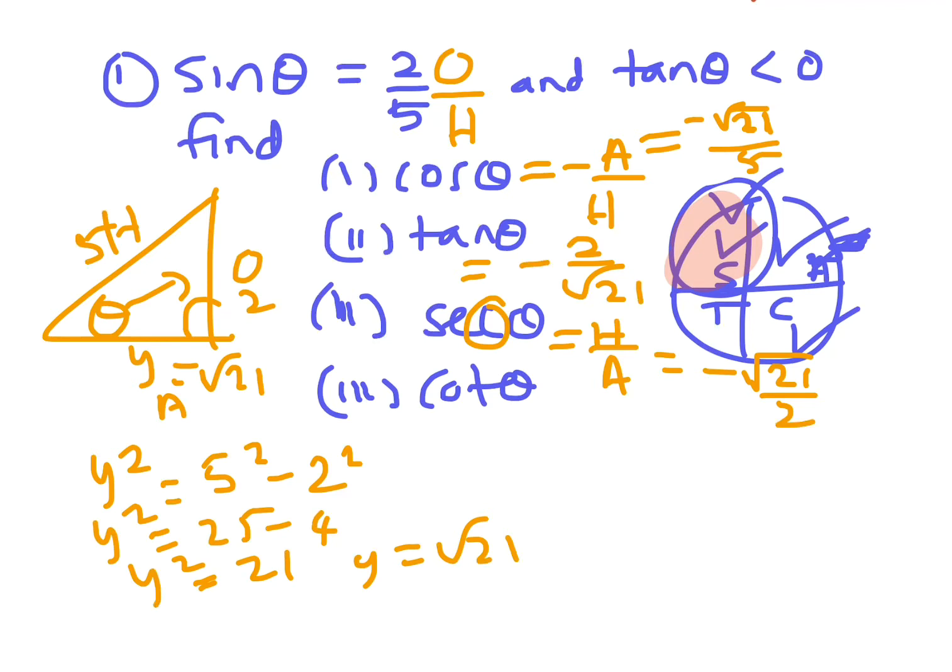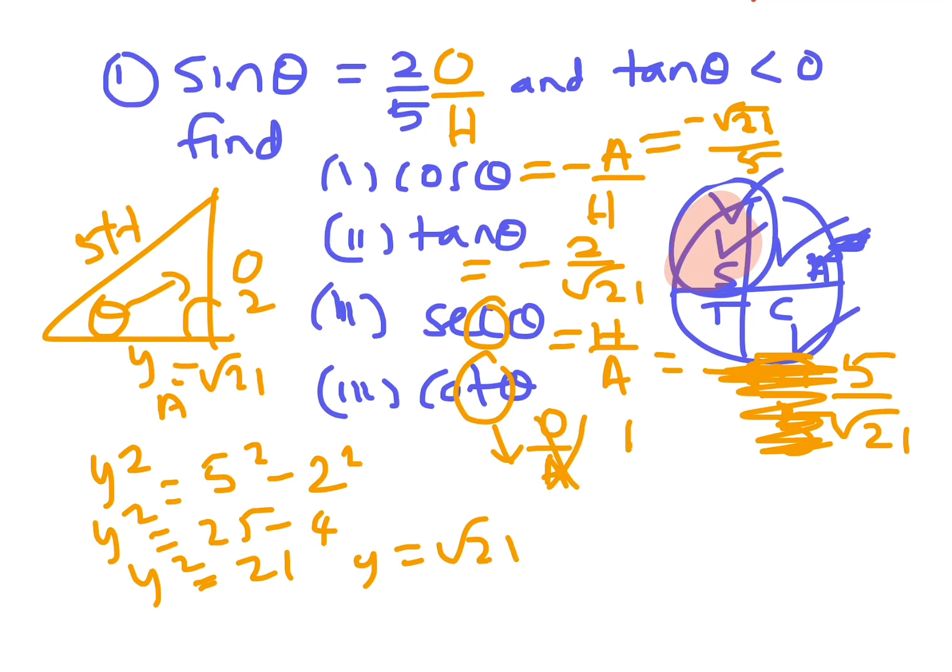Root 21 on 5, because I haven't got that the right way around. Hypotenuse, which is 5 on root 21, which is the adjacent. Third letter rule for cot, usually it's O on A, but you flip it over, it will be A on O. So adjacent's root 21, and the opposite would be 2.